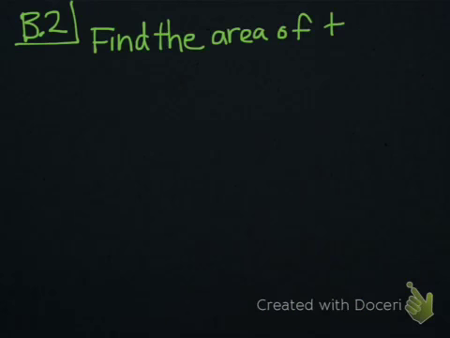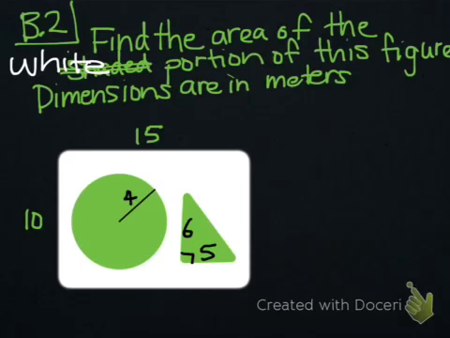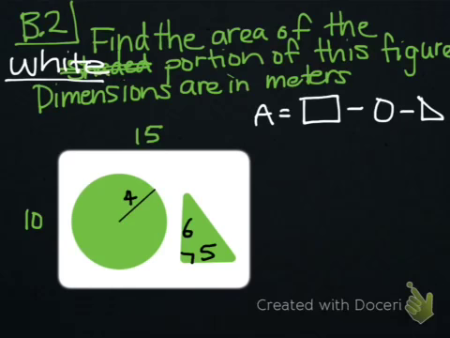Okay, find the area of, and originally the problem said shaded portion of this figure, but I couldn't get it to do a shaded portion. So in our case, we're going to do the white portion of this figure. Dimensions are in meters. What we need to do is figure out the area of the whole rectangle and then subtract the circle and subtract the triangle.